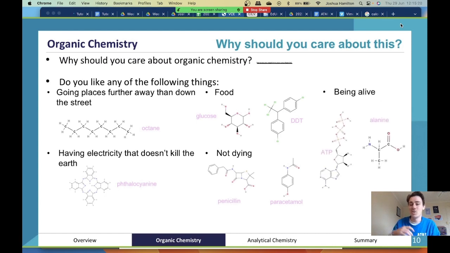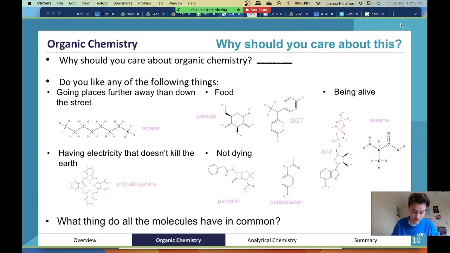There are so many different sort of molecules that are important to life. They're important to how we work as a society, and all of these molecules fall under organic chem. Organic chem is essentially understanding how things work and what things look like. So on a molecular level, what do we look like? So what do all these molecules have in common? They're all organic molecules. So essentially we are going to be looking at organic molecules.